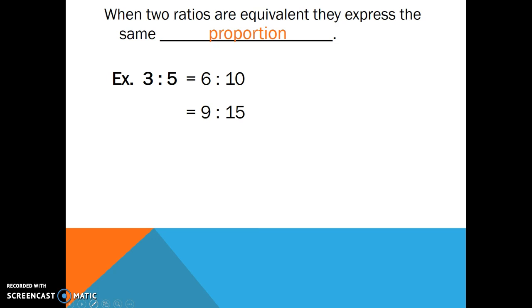The second example on your notes is 3/6. So now we have a ratio expressed as a fraction. If we multiply that fraction by 2 over 2, we would get 6/12. If we multiply that fraction by 8 over 8, we would get 24/48. All three of those fractions are equivalent, and they all express the same proportion, which is actually 1/2, or 1 to 2.